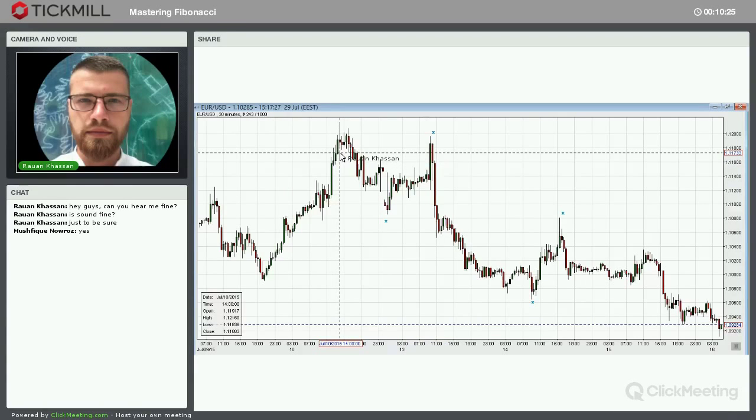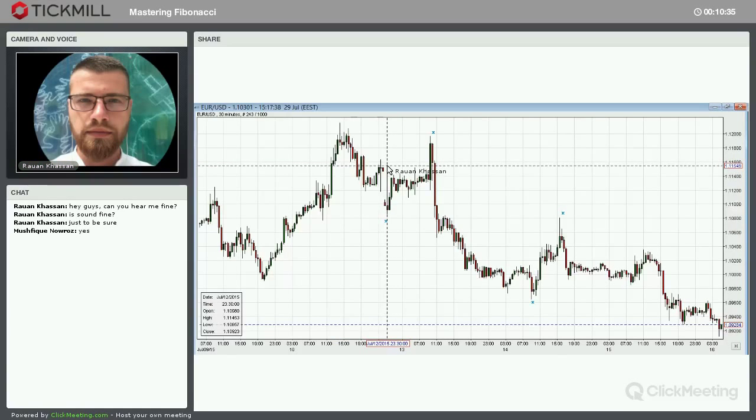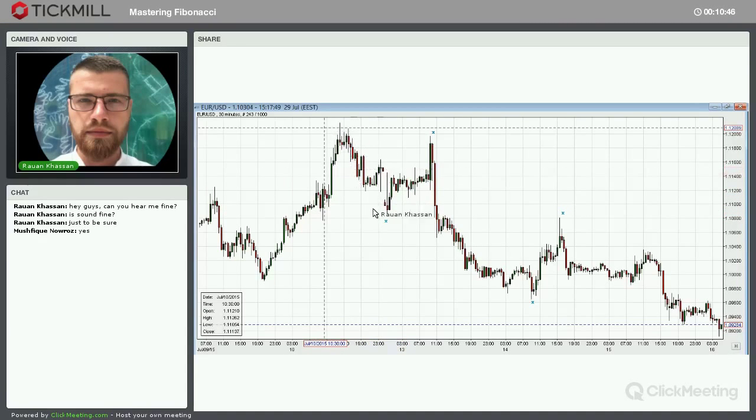We start from the peak of July 10th, which was marked at 1.1216, and we descend to 1.1085 on the 12th of July. This would be what we call our initial wave.